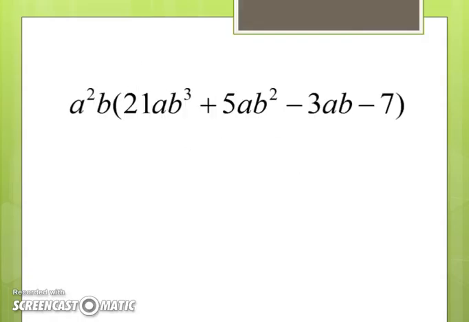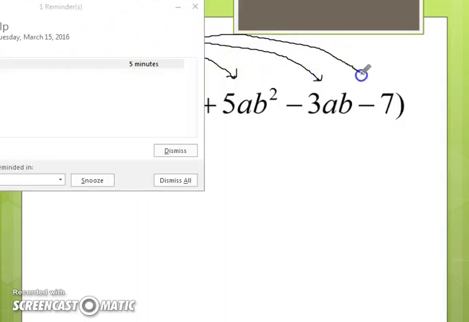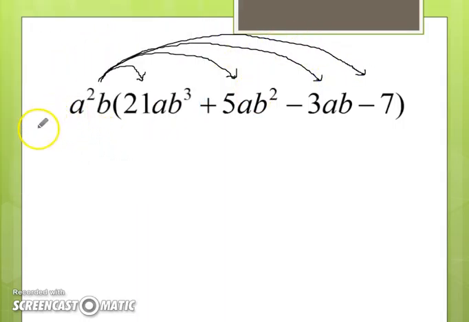And then one more example. Same exact process. Make sure you multiply that outside term through the parentheses. So a squared b times your first term, a squared b times your second term, a squared b times your third term, and then a squared b times your last term. Since there's no coefficient here, all of these numbers are going to stay the same because it's like multiplying by 1. So a squared b times 21ab cubed would be 21.